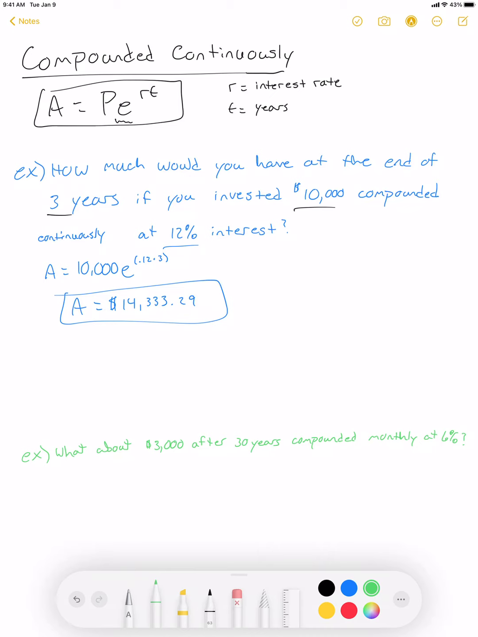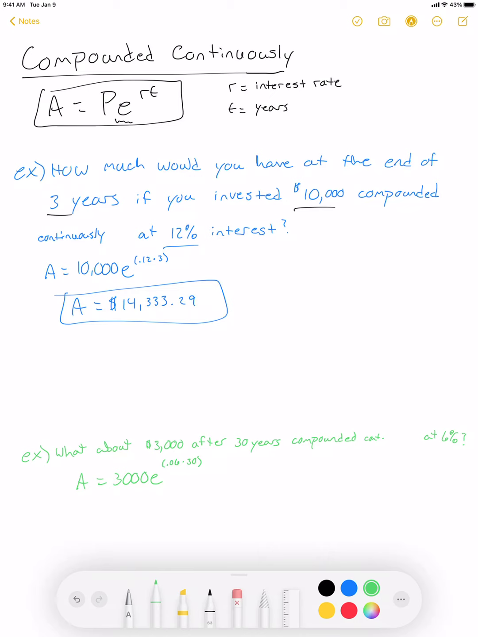Now, what about this? So again, instead of compounded monthly, we're talking continuously. And if I'm compounding continuously at 6%, so I'm going to start with $3,000 times e raised to my interest rate, which is 0.06, times 30 years. So after 30 years, compounding continuously, what would I have?